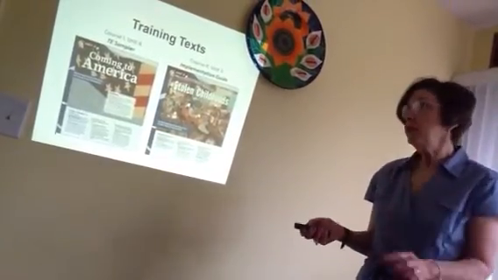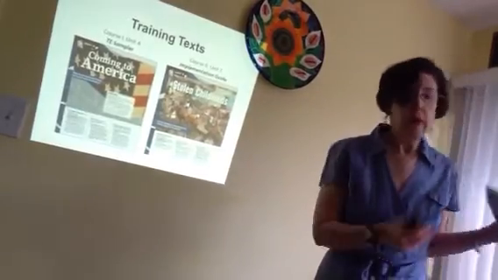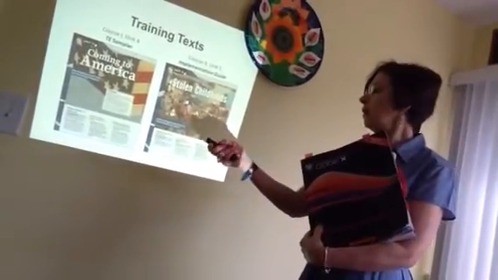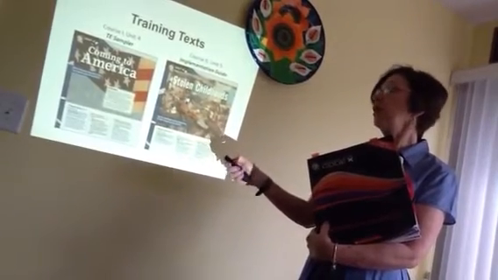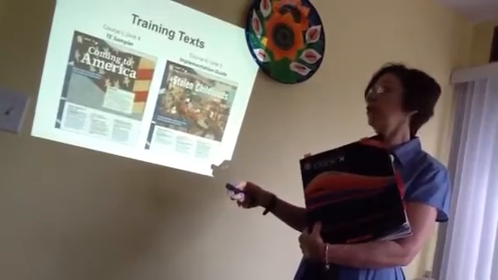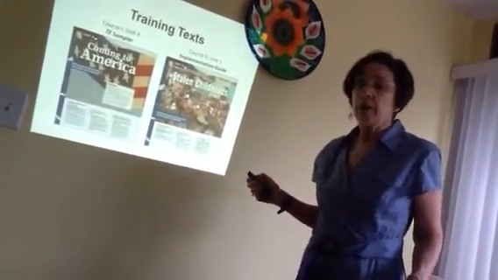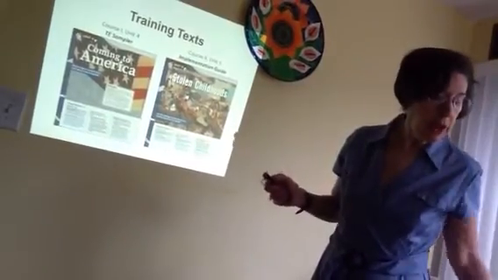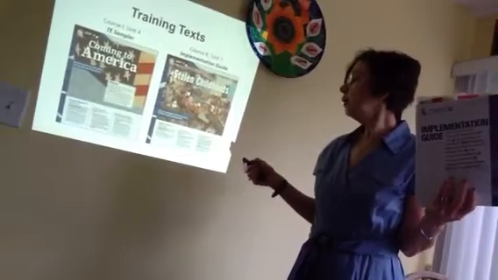The text that we'll be using during the training will be the sampler, and in the sampler you will find Course 1, which is 6th grade, Unit 4, Coming to America, and we'll be using this part of the program. Course 2, Unit 5, we're going to be using the implementation guide and looking at Stolen Childhoods.